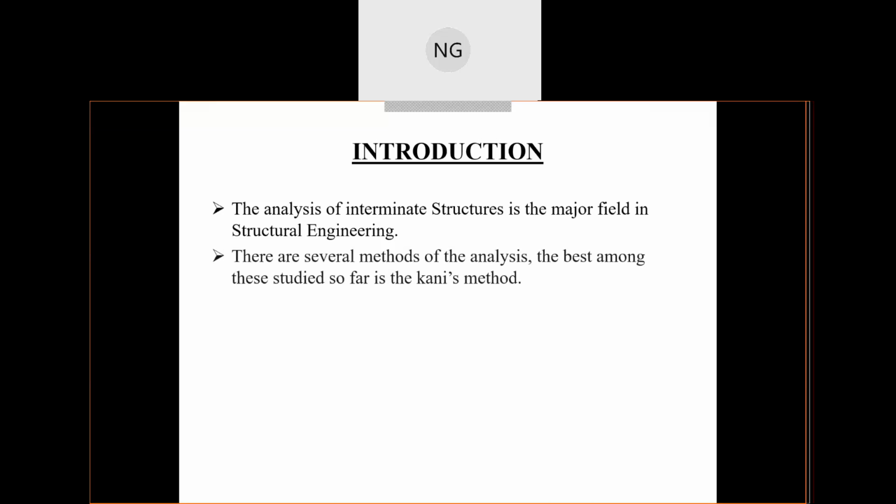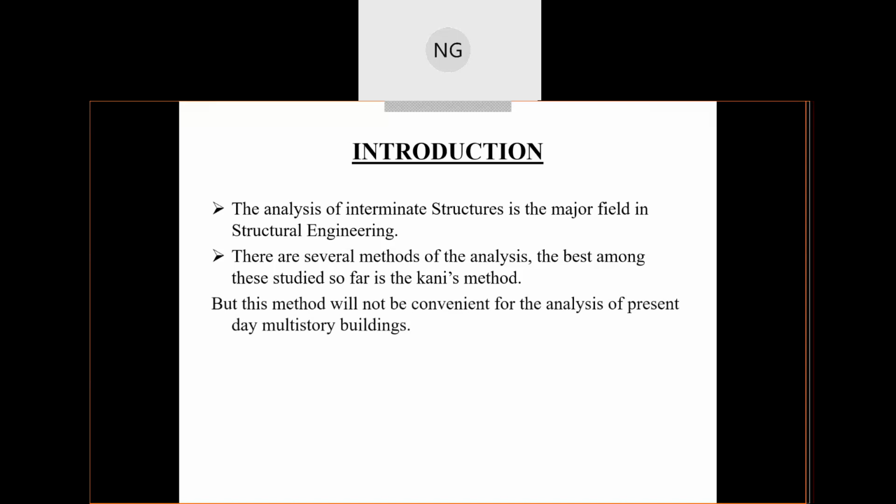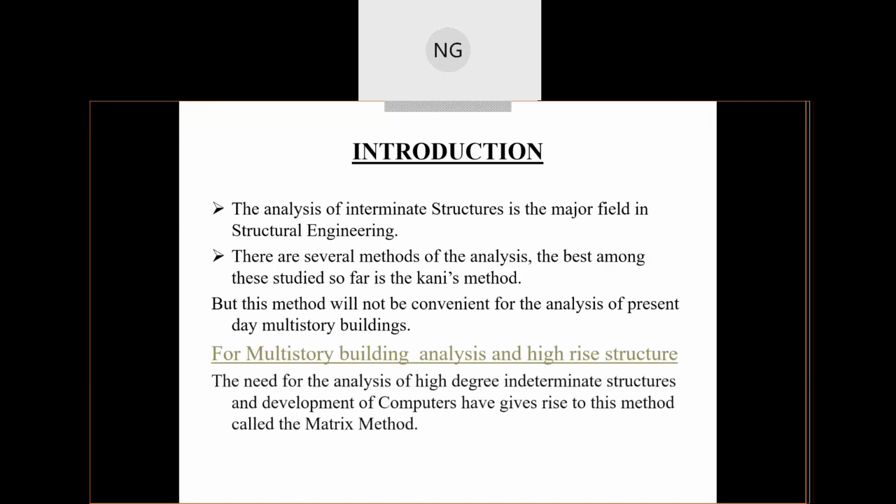There are several methods of analysis. The best among those studied so far is Kani's method that we discussed. But this method is not convenient for the analysis of present-day multi-story buildings and high-rise structures. The need for the analysis of highly indeterminate structures and the development of computers have given rise to the method called the matrix method.